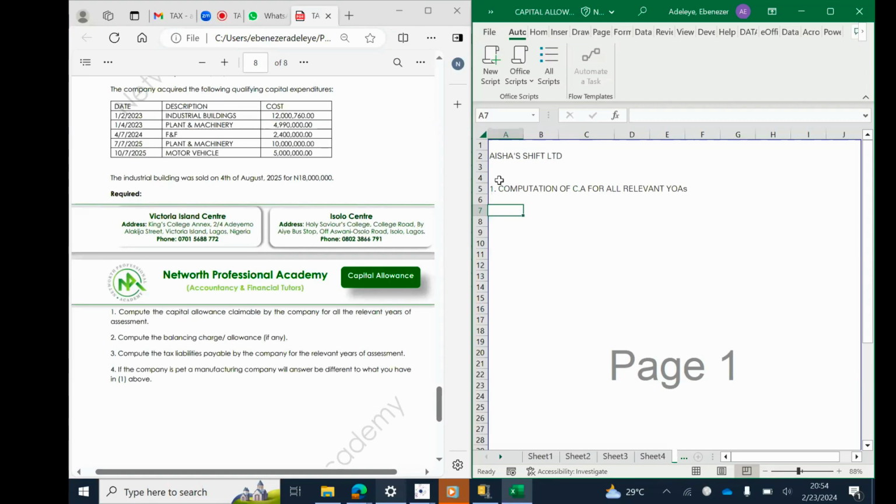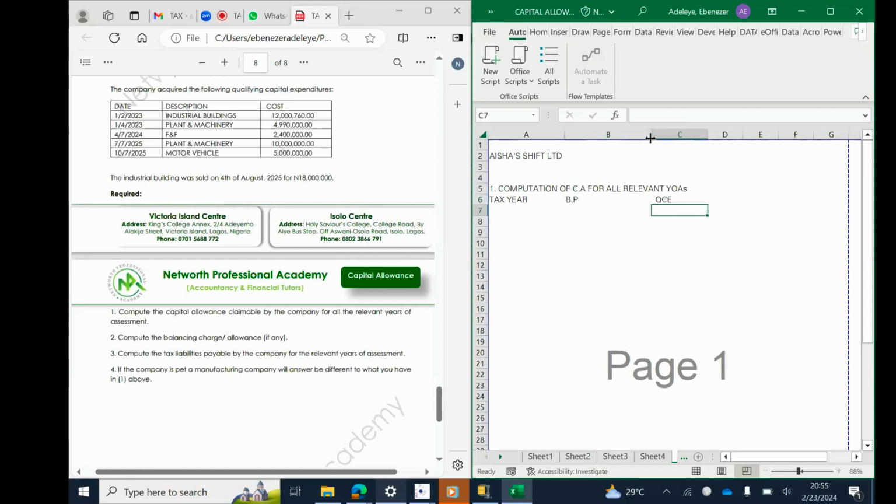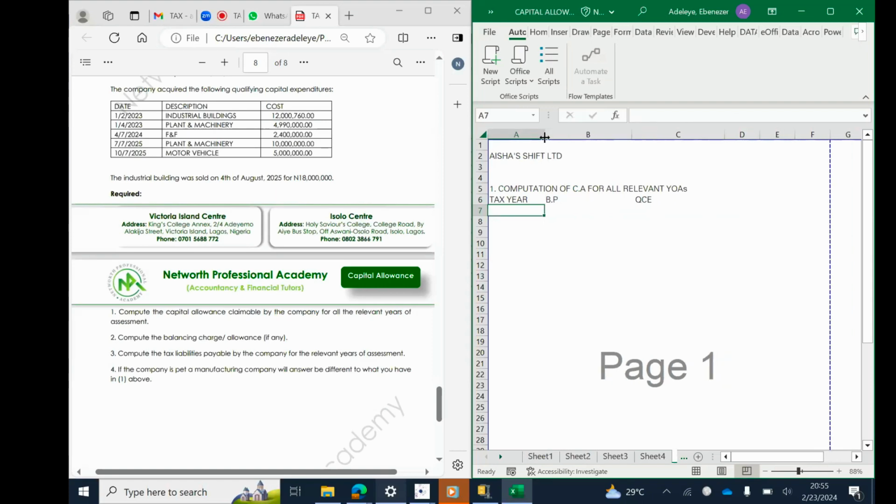So when we are doing our allocation schedule, we have how many columns? We have three columns. We have the tax year, the basis period, and the qualifying capital expenditure column. I'm going to shift this so I can have enough space for the three of them. I can still reduce this one. This is just the tax year.